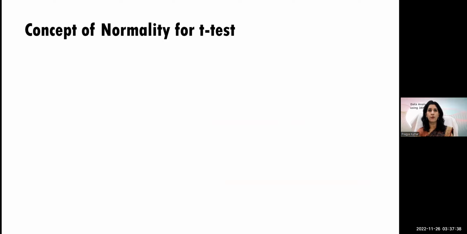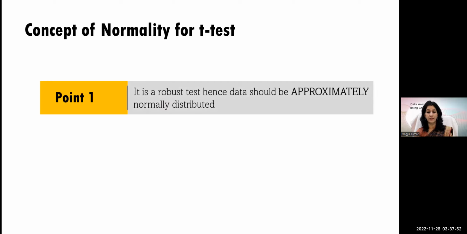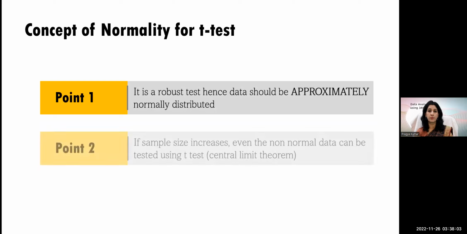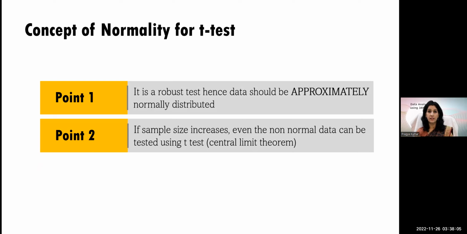So the concept of normality for the independent sample t-test: till now we have calculated the normality overall. But in case of an independent sample t-test, you need to check the normality across the two nominal categories. But again, many times we say that it is a robust test. So even if it is approximately normally distributed, you can apply this test.